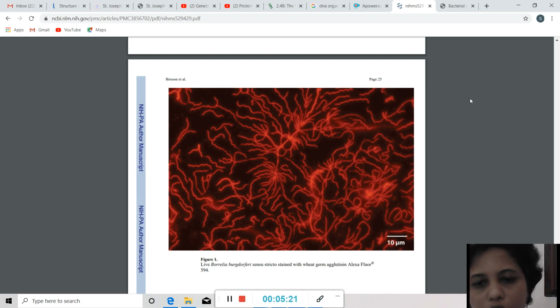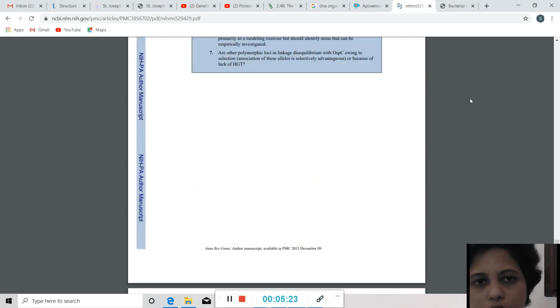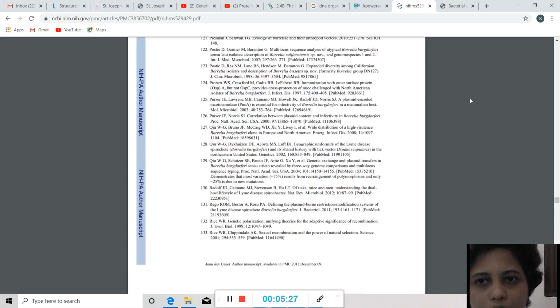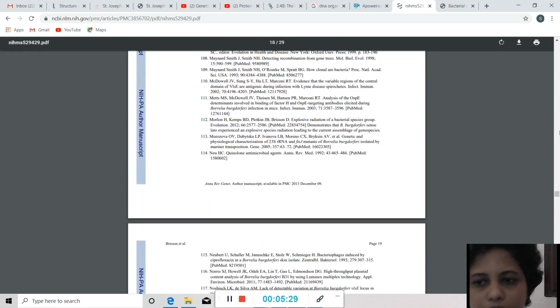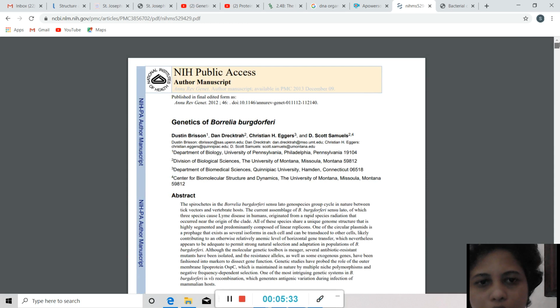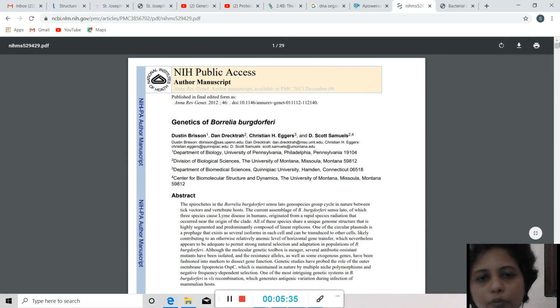I just browsed it. This is a paper which you can get online, in the Annual Review of the genetics of Borrelia burgdorferi. You can just go through it. It would be helpful if you are curious about it.